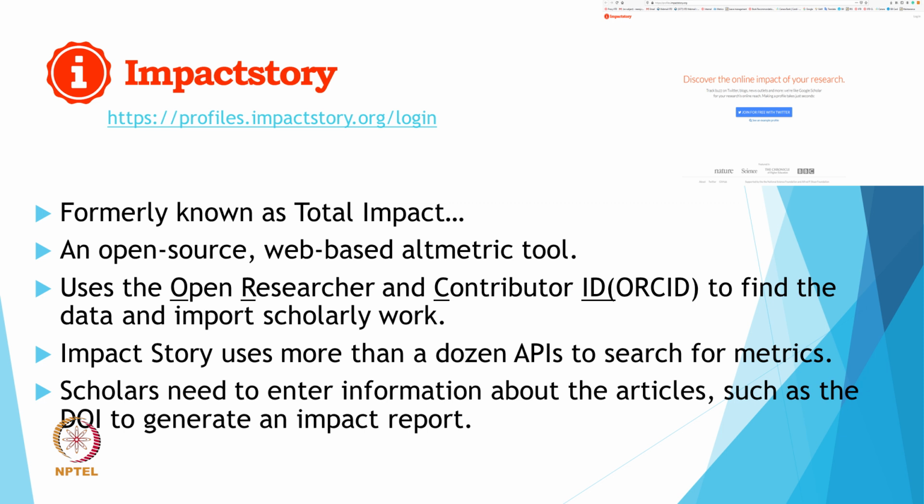Users create collections of materials through online identifiers such as Google Scholar, DOIs, and PubMed IDs, etc. Impactstory uses more than a dozen APIs to search for metrics. The Impactstory account can be synchronized with ORCID to update automatically when new content is published. Scholars need to enter information about these articles, such as the DOI, to generate an impact report.